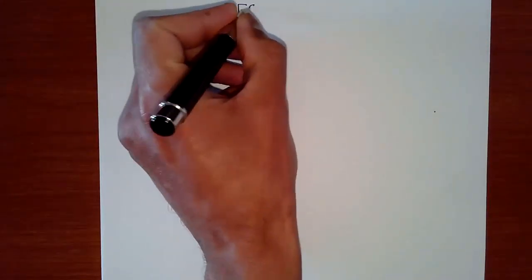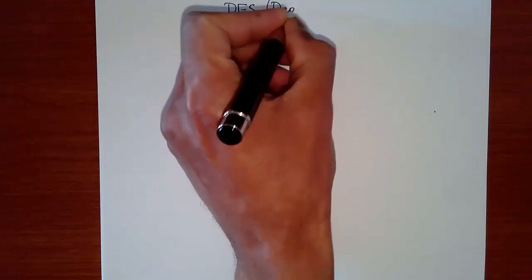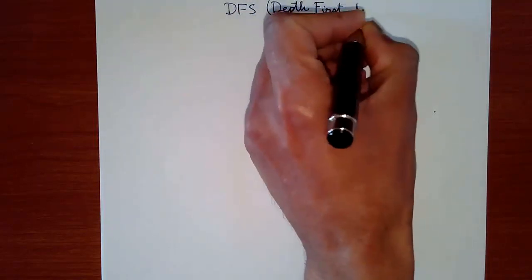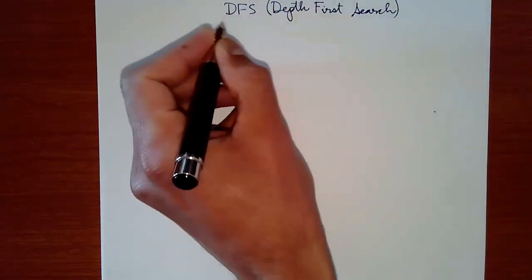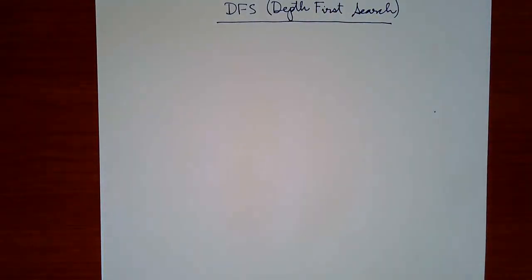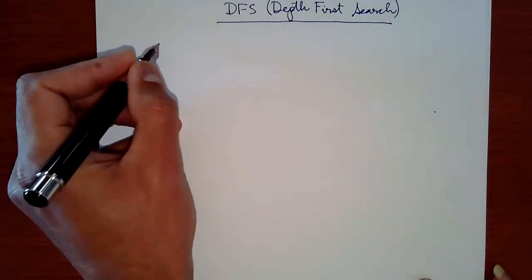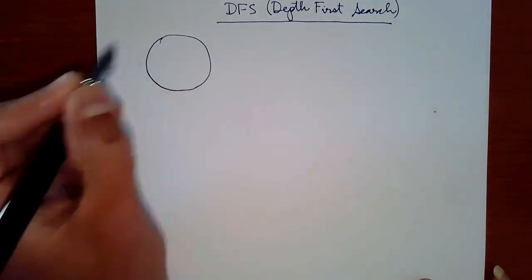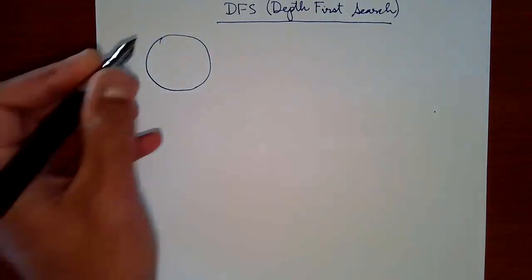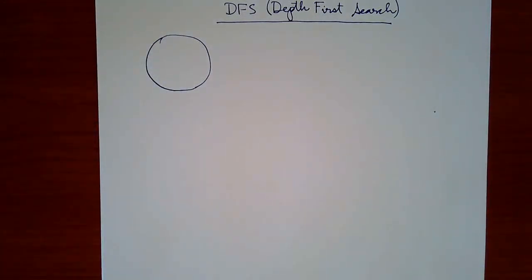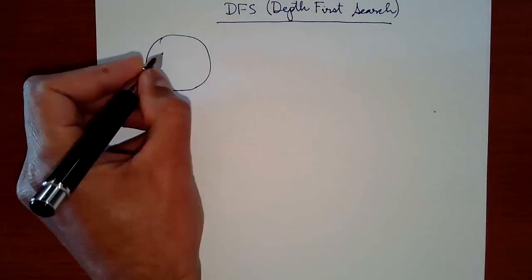So remember, depth first search arguably is an even simpler algorithm than breadth first search. So the way depth first search works, and it'd be useful for us to think of the graph being directed, because many of the interesting applications of depth first search are for directed graphs.